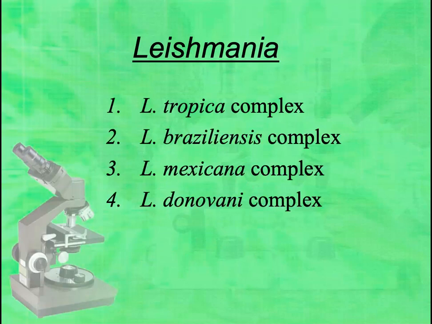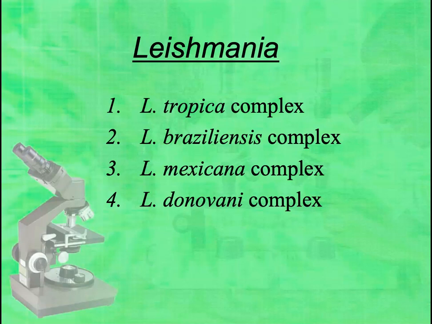Starting with Leishmania, we will cover Leishmania tropica, Braziliensis, Mexicana, and Donovani. You'll notice the word complex behind each one of these. That's because there's at least 20 species that are involved that are clinically significant with the genus Leishmania. And they've been grouped together by the symptoms they cause.